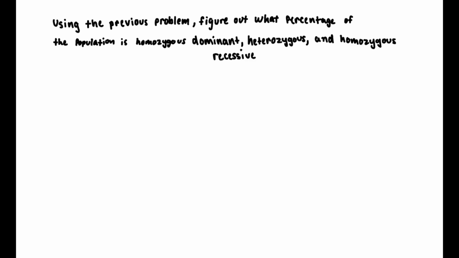Now let's move on to the next problem. Using the previous problem, figure out what percentage of the population is homozygous dominant, heterozygous, and homozygous recessive. So as we remember from the last problem, big A is the dominant allele, and little a is the recessive allele.